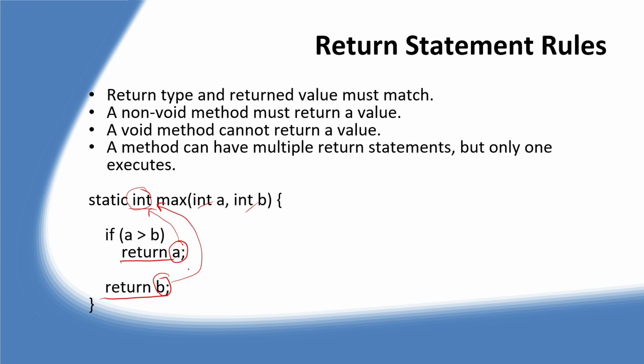At a time only one return statement will execute. This is an if block, right? If this condition is true, it will return A. It will not go into this statement. And if this condition is false, whatever condition it may be, it will not execute this return statement. It will go to this statement. So in the whole method, at a time, only one return statement will get executed.